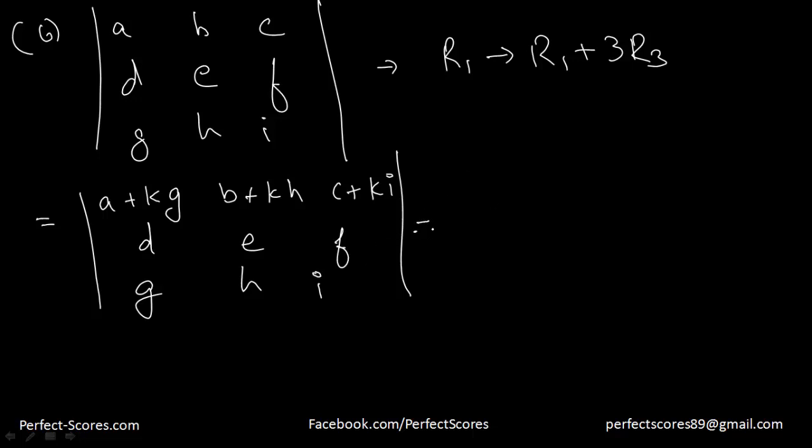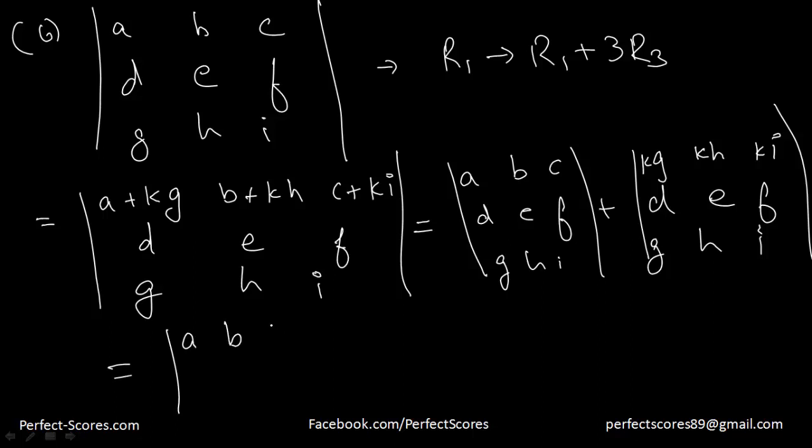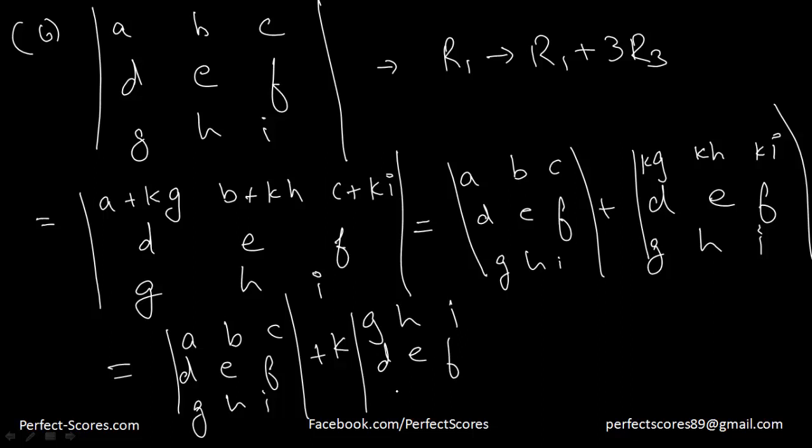If we use property number 5, we can break it down to be equal to the determinant a, b, c, d, e, f, g, h, i plus the determinant k g, k h, k i, then d, e, f, and g, h, i. We can further break it down, and from here we can take k out. We can say it's k times the determinant g, h, i, d, e, f, and g, h, i, right? So that is something that we can do.